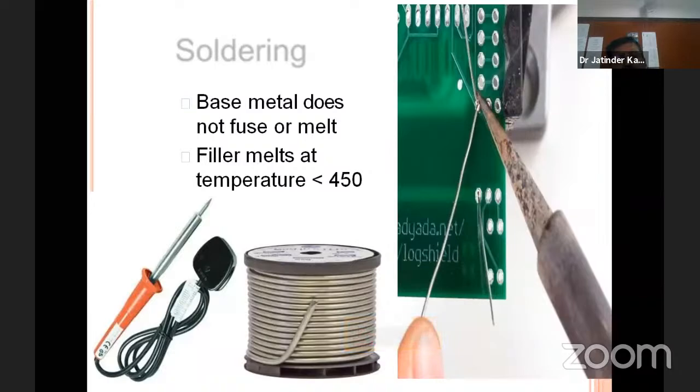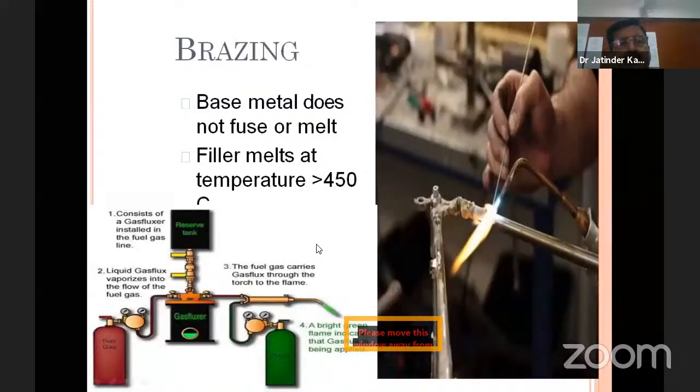So here the base metal does not fuse. Filler metal, you have a certain rod, filler metal is there, right? That is the difference between soldering and brazing. Soldering is carried out at less than 450 degrees Celsius. In brazing, the base metal does not fuse, and the filler metal melts at greater than 450. This is called brazing, right?